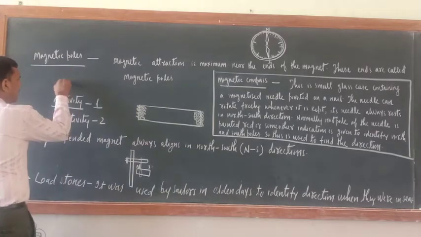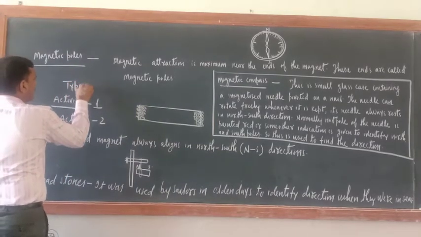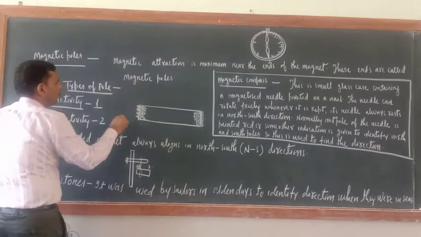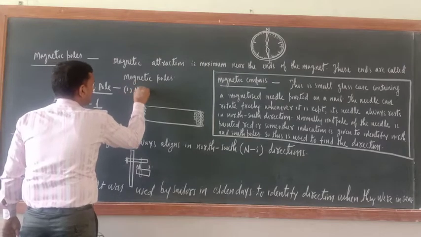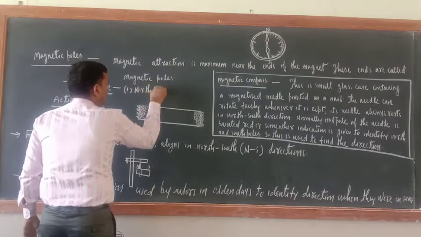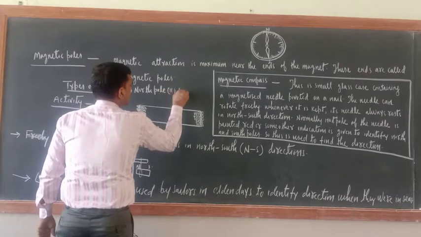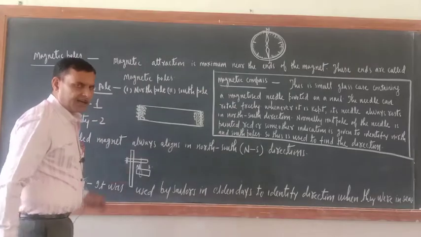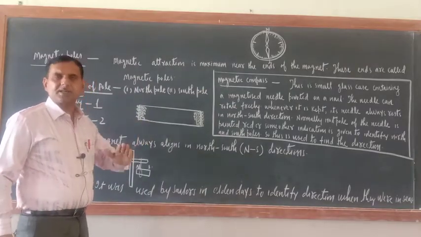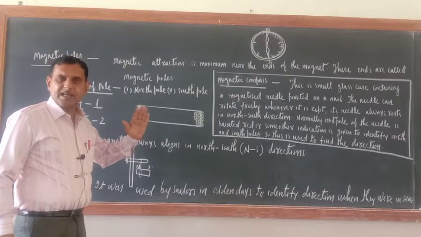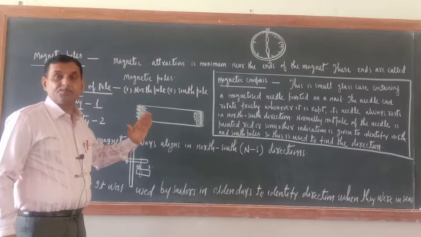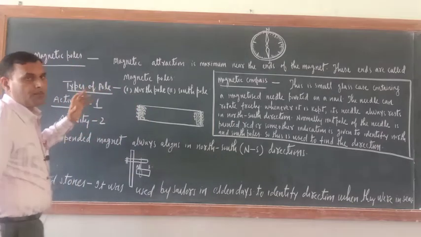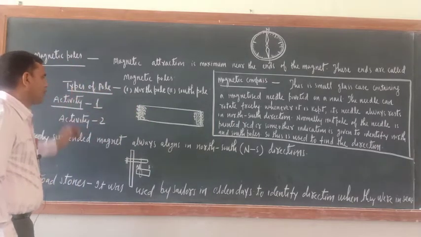Now, types of pole. Here you can write: types of pole. A magnet has got two poles. The first one is the north pole, and the other one is the south pole. So the magnetic materials get attracted towards the magnet basically at the ends of the magnet. That end is known as a pole. So there are two poles of a magnet, north pole and south pole.